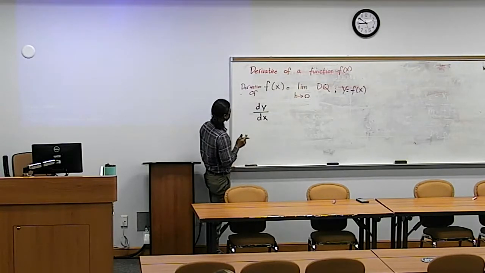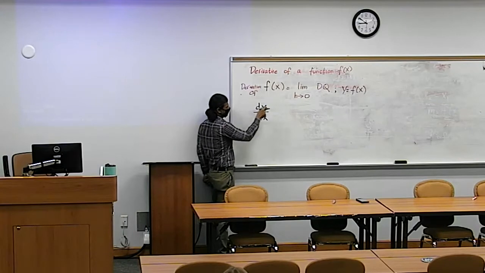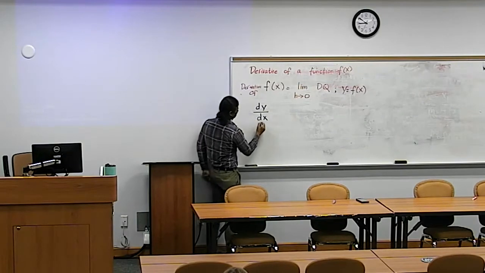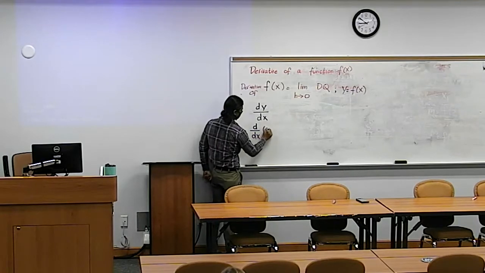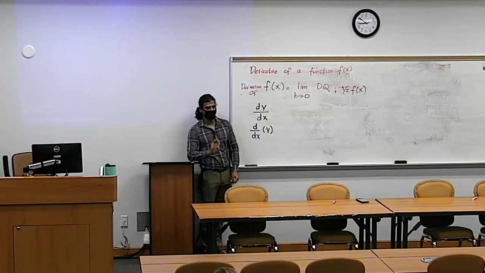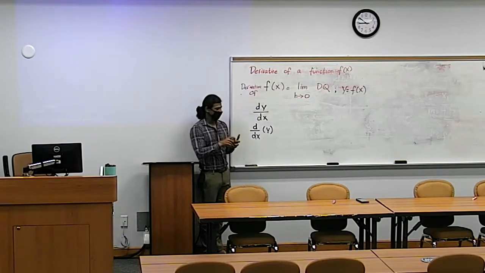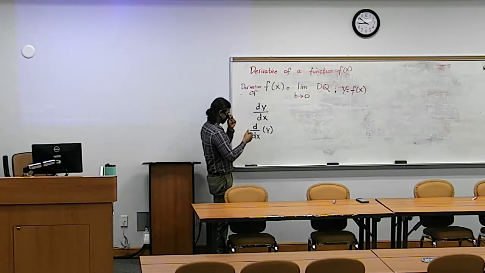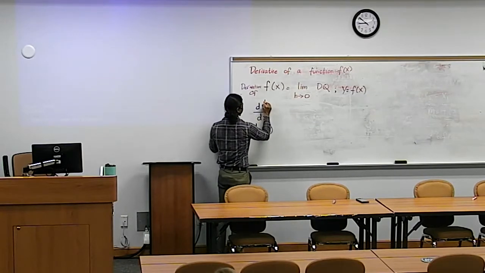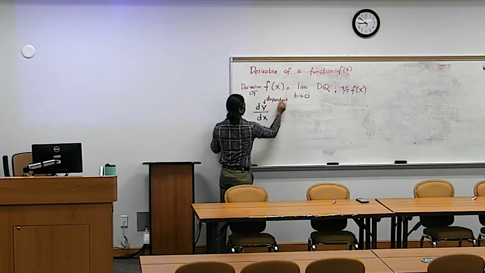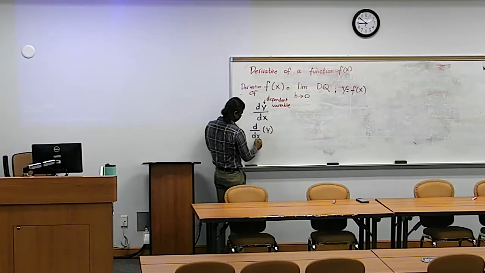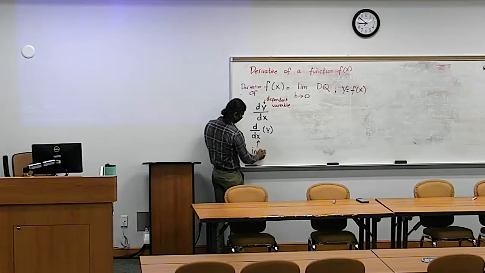Okay, moving on. So, dy over dx. So, this is the same as saying d over dx of y. One and the same. Okay? The numerator is always the dependent variable. The denominator here is the independent variable.